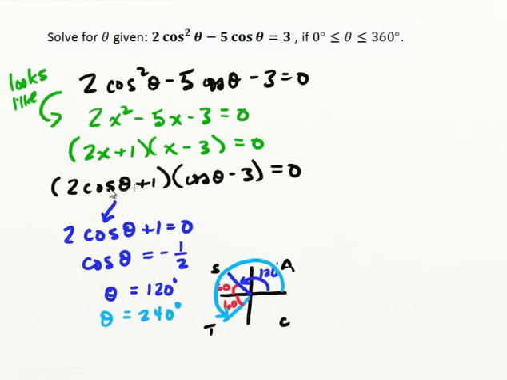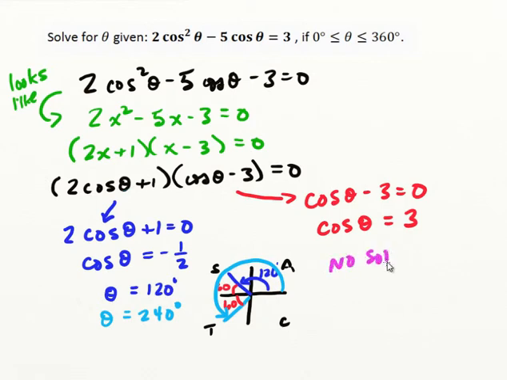Alrighty, well, let's take a look at the second factor. The second root says we need to find out when cosine theta minus 3 equals 0, and that is, when does cosine theta equal positive 3? Well, this one here has no solution.